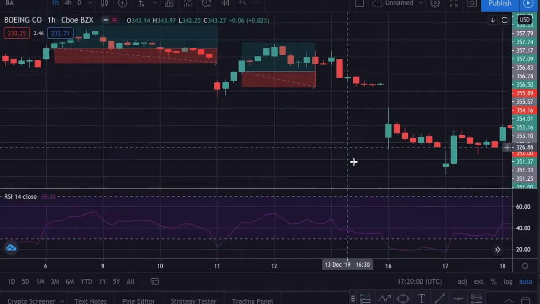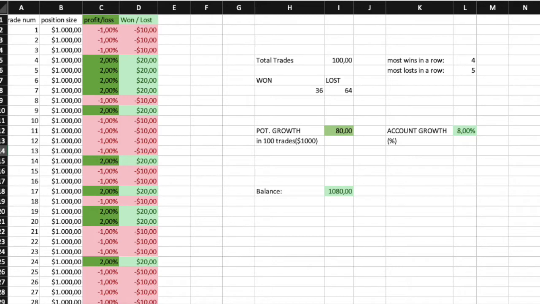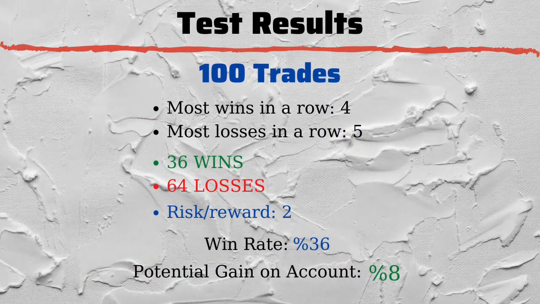Now I am taking the last trades and our test is over. The results are not so surprising. As I expected, the potential gain is close to zero. In the test, I took a total of 100 trades. I won only 36 of the trades while losing 64 of them. So far this strategy has the lowest win ratio among the strategies I have shown you. The win ratio of this strategy is 36%. That means if you risk $10 to make 20 in each trade, you will make only $80 in the end. So it is similar to flipping a coin 100 times. Most wins in a row were 4, and most losses in a row were 5.